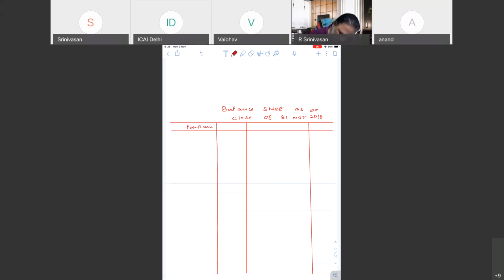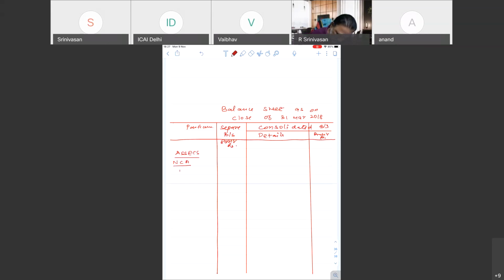Particulars. Standalone. Separate balance sheet they call it. Then consolidated balance sheet. So there's the details. Okay. So this is asset side. Non-current asset.